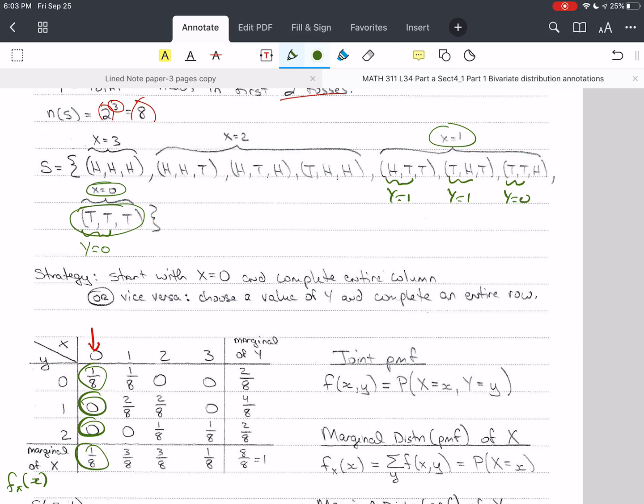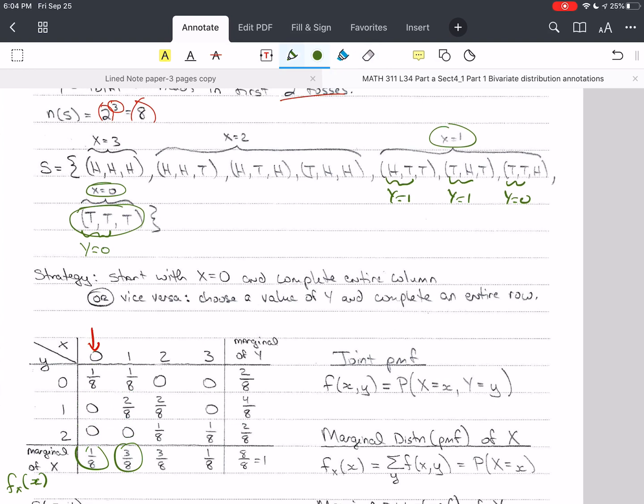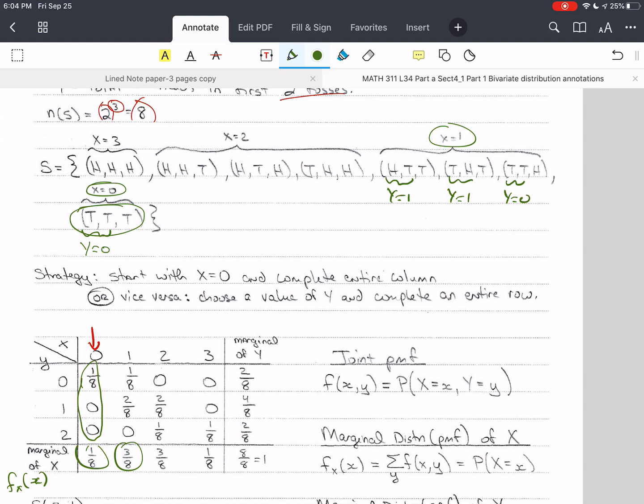And so two of these, under x, two of these are for y equals 1, and one of them is for y equals 0, and there are no y equals 2, so that would be 0. And there's 3 of these, so for x equals 1, 3 out of 8. And so look what's happening. I can add up these values across the values of y. I can add these up to get my marginal, and I add these up to get this marginal. And I do that with 2 and with 3, and you get the same result.